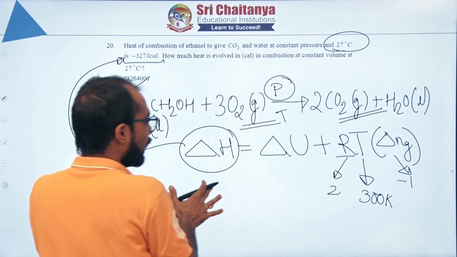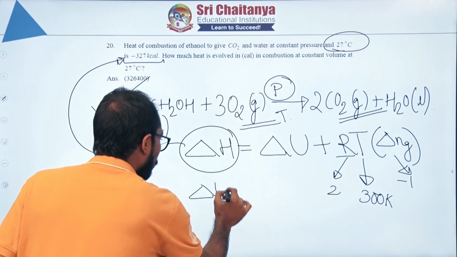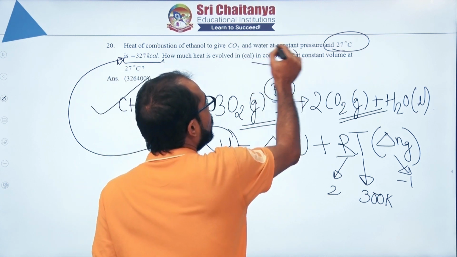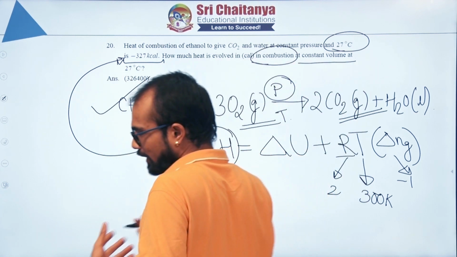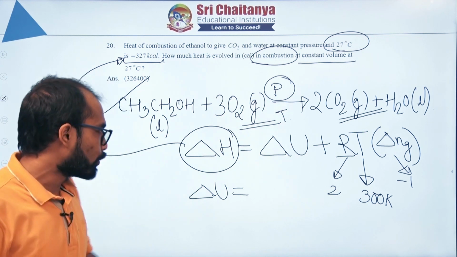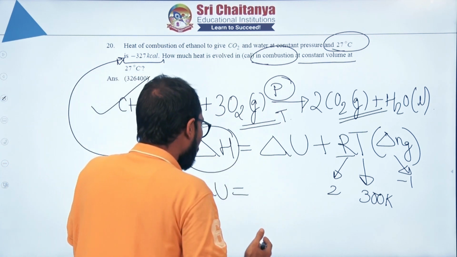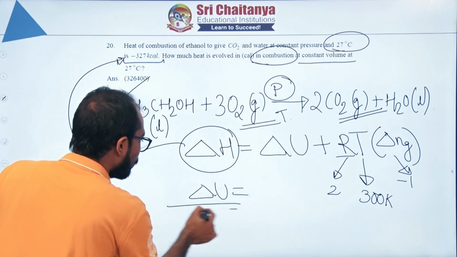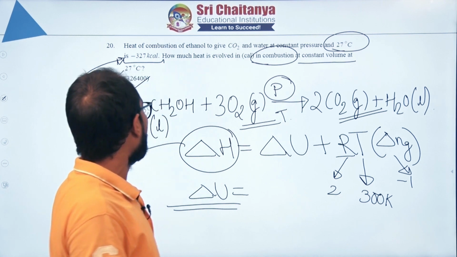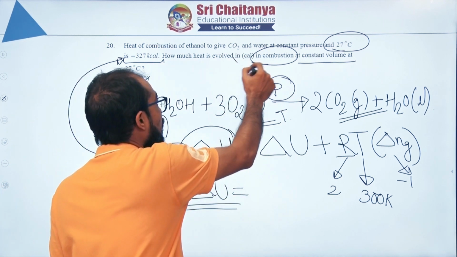Right, you put the data there and you are going to get delta U, because they are asking delta U, how much heat is evolved in combustion at constant volume. The heat involved at constant volume is nothing but delta U. So, you do a little bit of math on it, you put the data, and delta U will come out to be this much in calories, because the question says in calories, right.